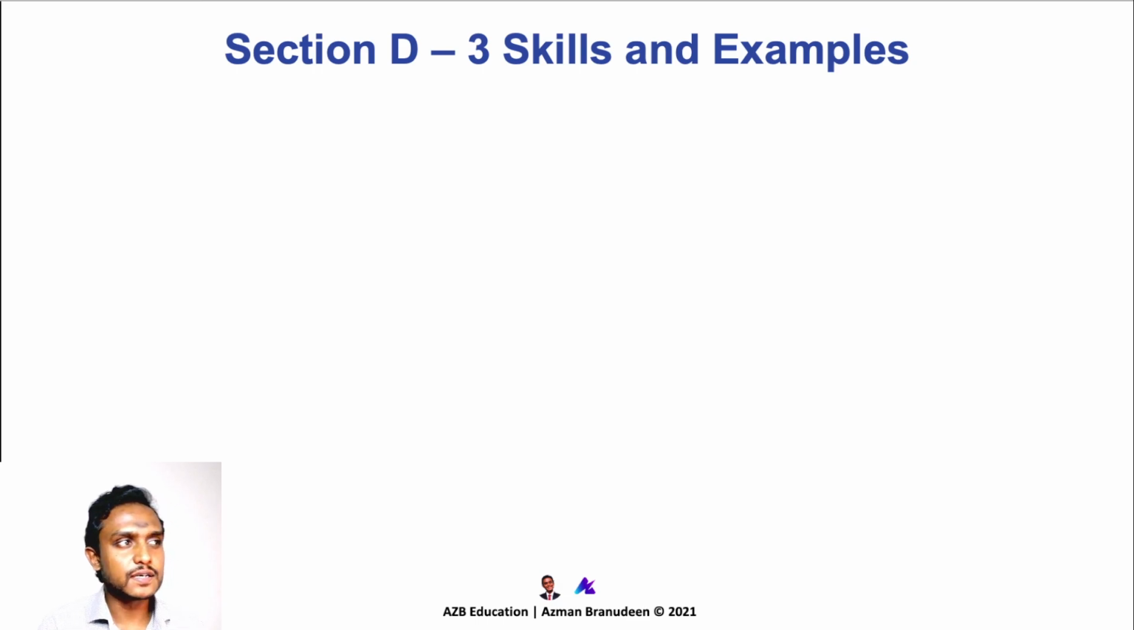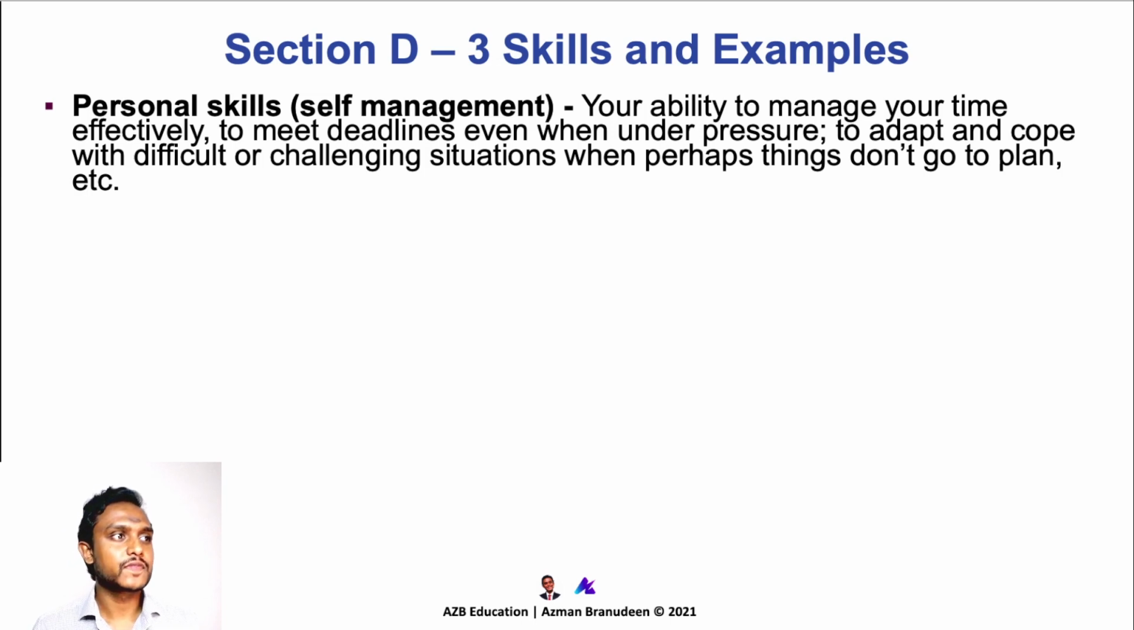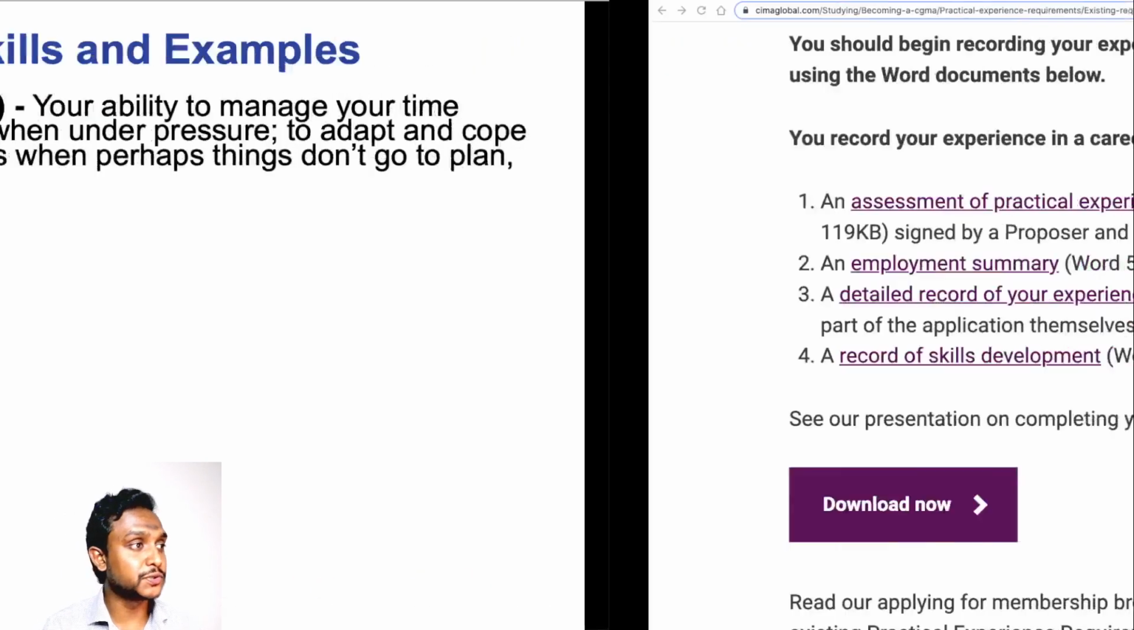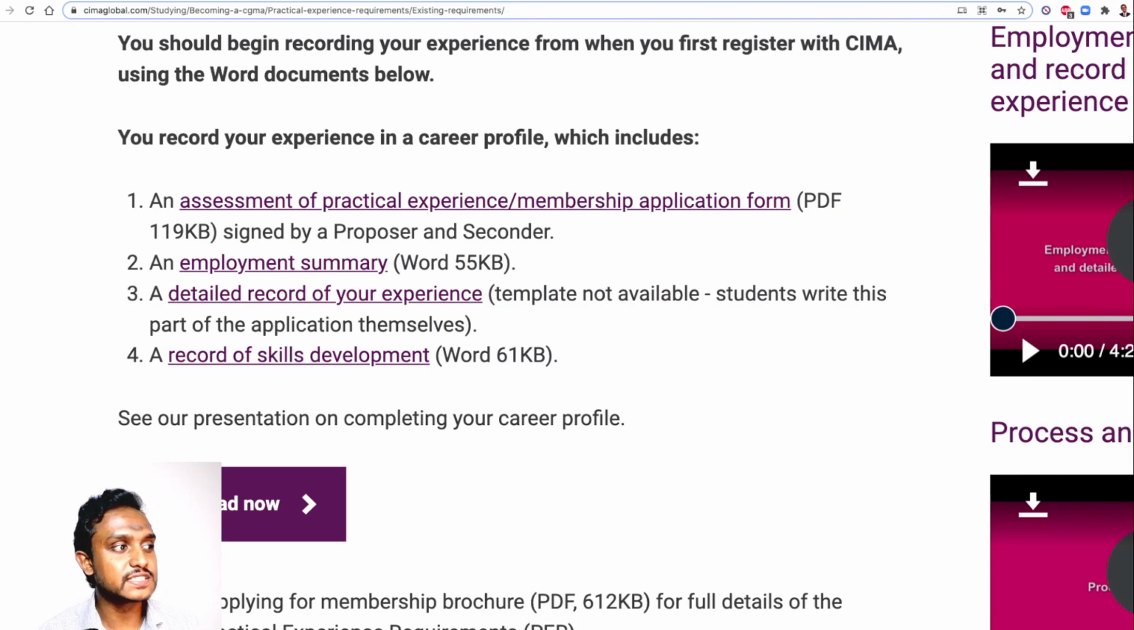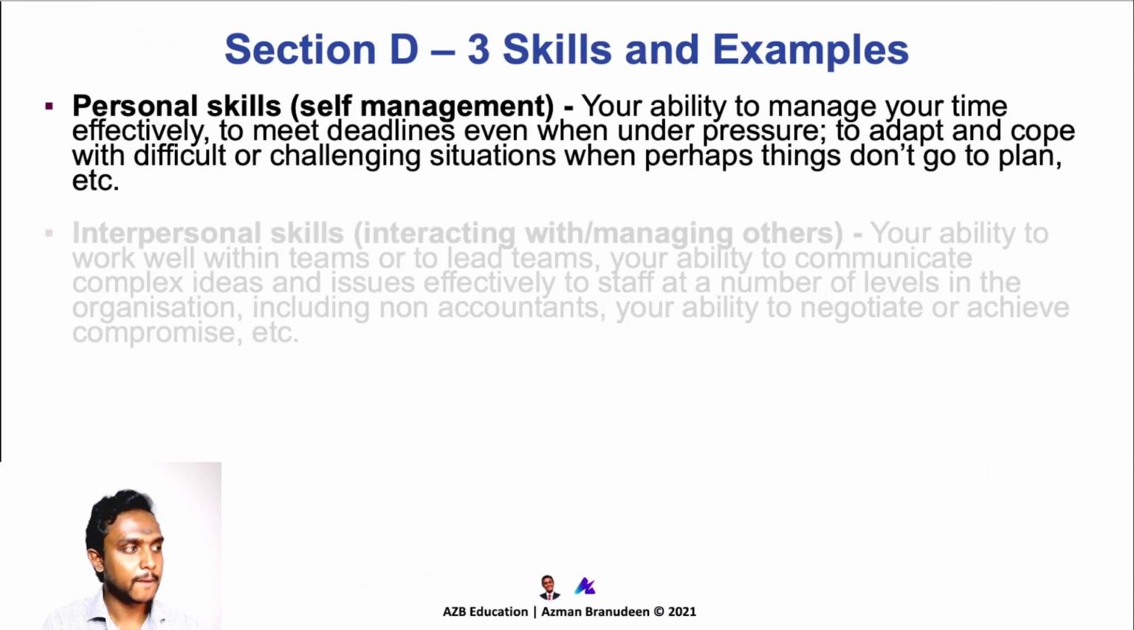So we are going to look at the three skills a little closely. Personal skills, let's go through a small example. It's your ability to manage your time effectively, to meet deadlines even when under pressure, or to adapt and cope with difficult or challenging situations when perhaps things don't go according to plan, etc. These are a few examples of personal skills which you can find in the record of skills development template that CIMA has provided on the website.